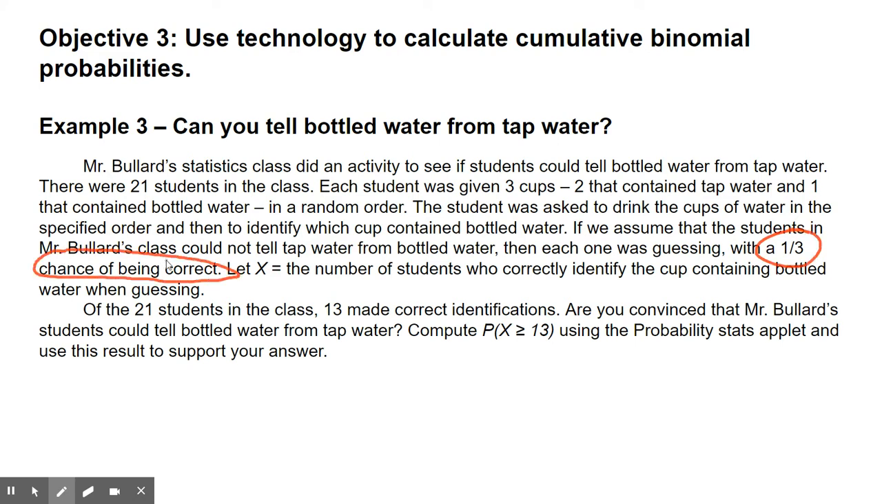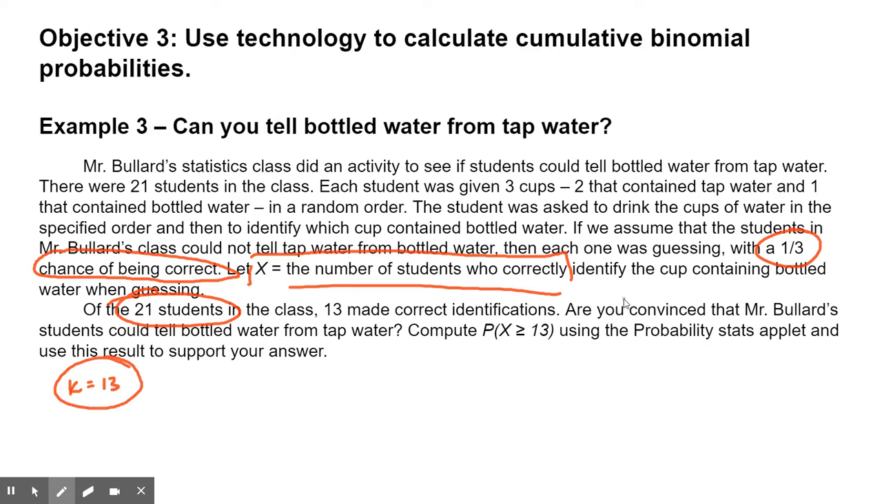Let x equal the number of students who correctly identified the cup containing bottled water when guessing. This is our random variable. I'm assuming it's binomial because you either get it or you don't, and each kid is independent. There's your probability. There were 21 students who guessed, and 13 were correct. So the value that actually happened was 13.